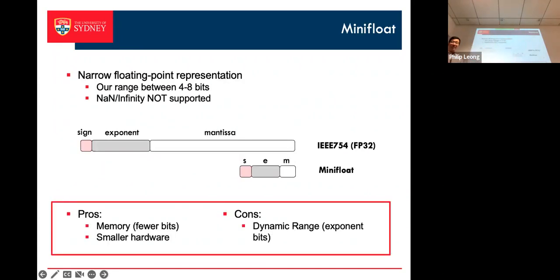So let me first describe what block Minifloat is. Minifloat is easy to explain. It's just a narrow floating point representation. The range that we studied is between 4 to 8 bits, and we don't support not a number or infinity.